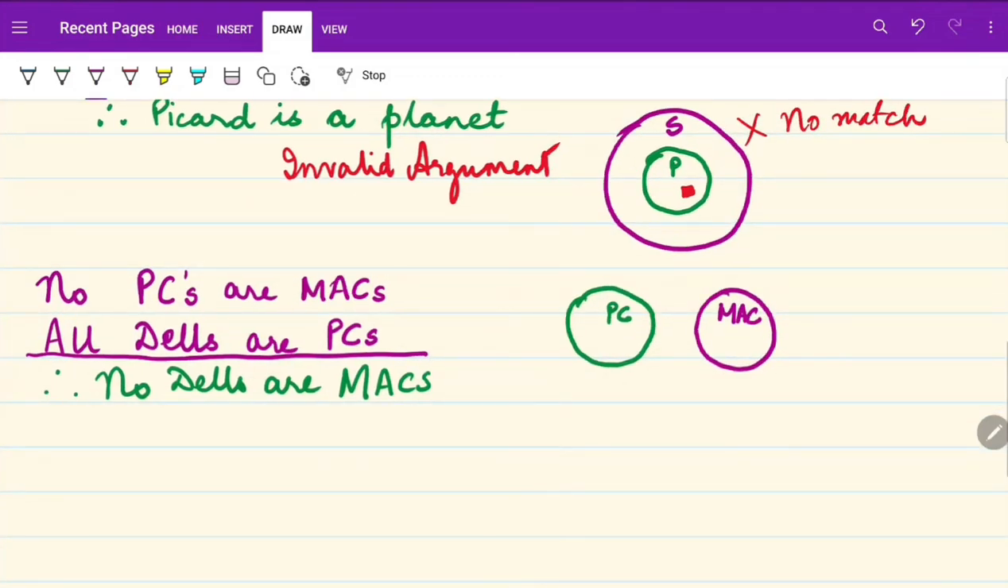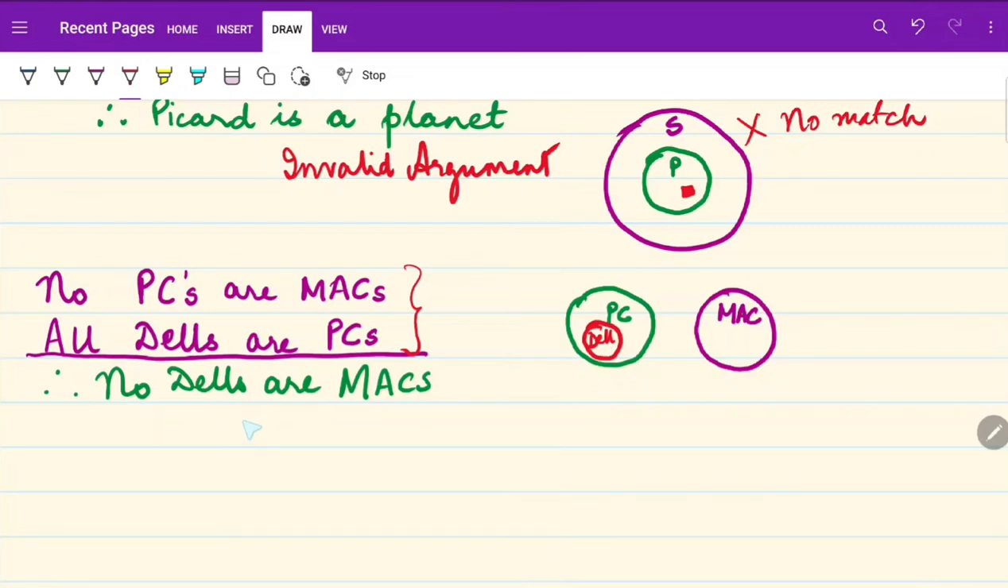And then the next one says all Dells are PCs. All Dells are PCs means there's another set of elements named Dells, that set, and that will be contained within the circle of PCs because every Dell out there is also a PC. So let's draw a circle that will represent Dell, all right? Dell computers, correct? So this is the Euler diagram just for the two premises, right?